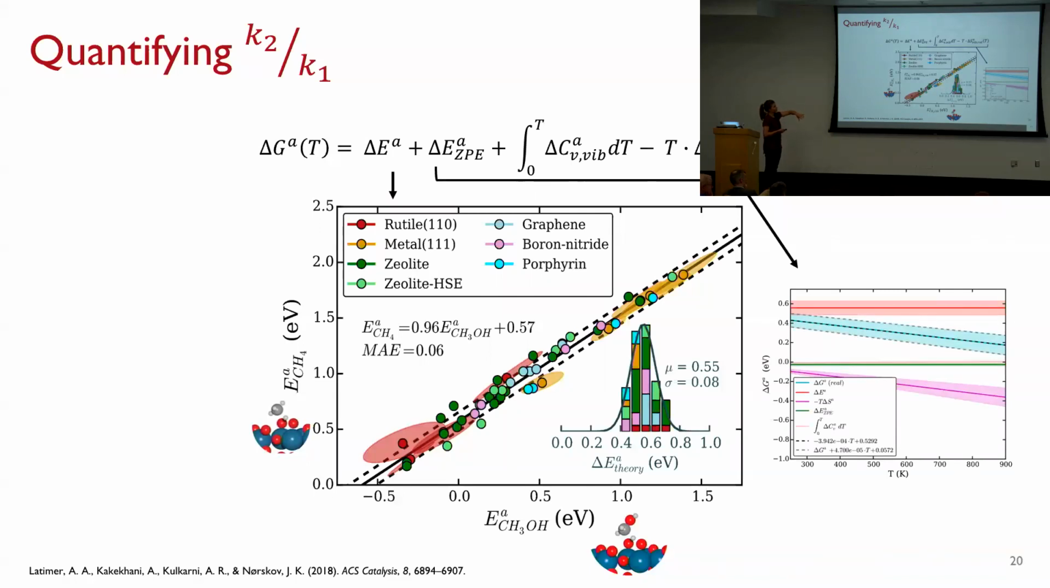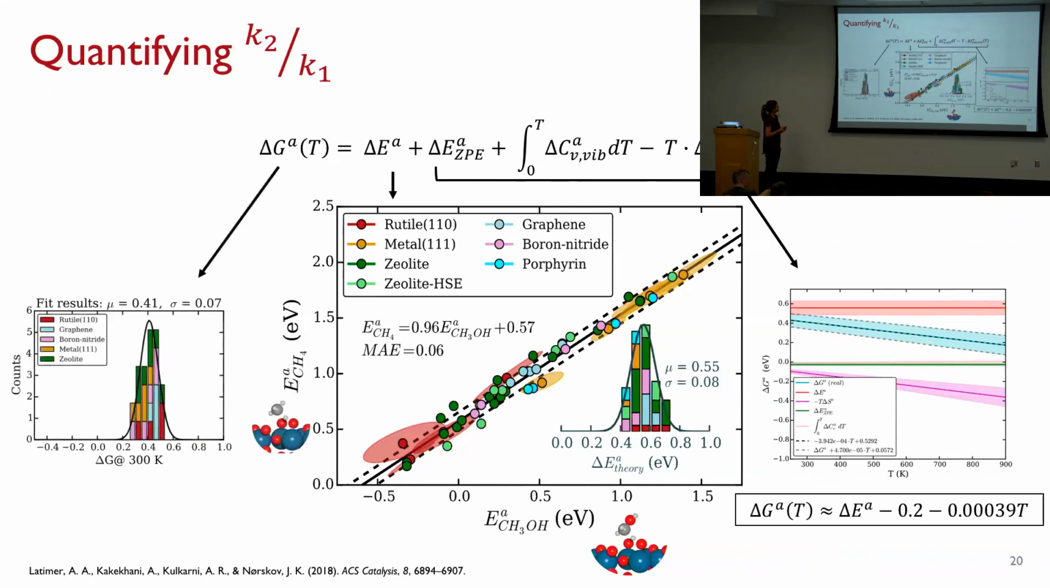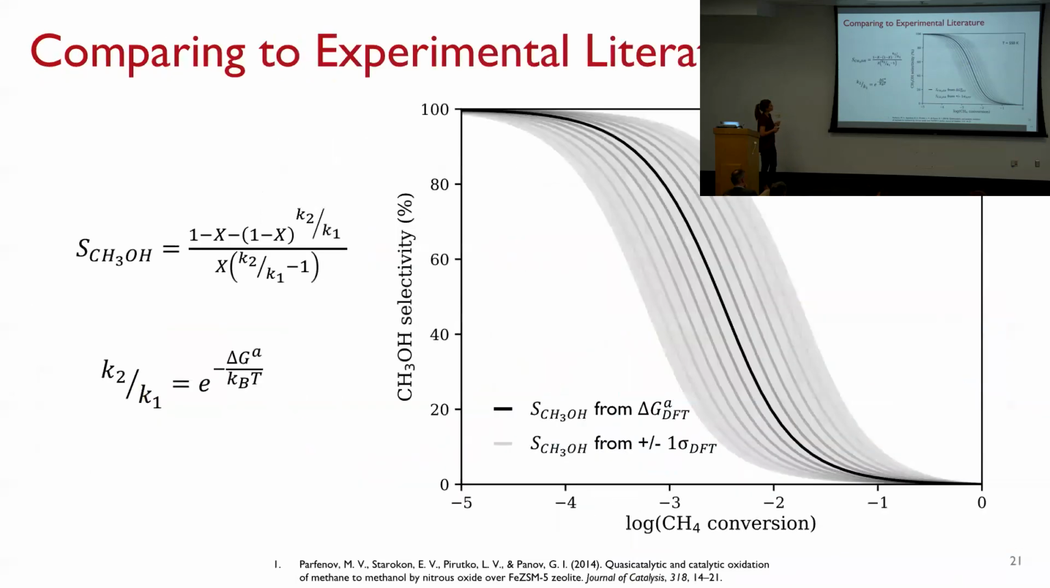To get all of these other terms, we can use density functional theory and some approximations. But the important thing is that what we find is that delta GA as a function of temperature is approximately a linear function of temperature given by this expression here. We can plot delta GA at a finite temperature, for example, at 300 Kelvin. And you can see that again, it's approximately normally distributed with a very tight standard deviation and a mean at 300 Kelvin of 0.41 electron volts. Okay, so now that we've quantified K2 over K1 using density functional theory, we can plug it back into our selectivity expression and see what we get.